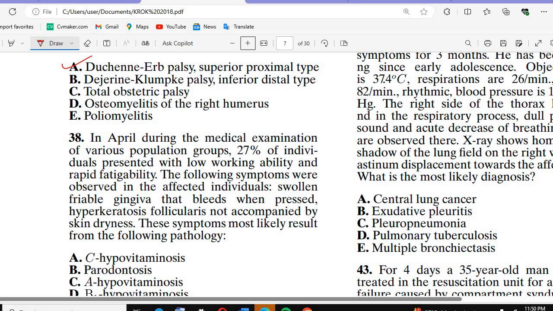Then after that, during a medical examination of various populations, we would be seeing gingival bleeding when pressed, and hyperkeratosis of follicles not accompanied by skin dryness. So yesterday we discussed that there is gingival bleeding, a problem in the gums. So we call this condition, which is due to vitamin C deficiency.